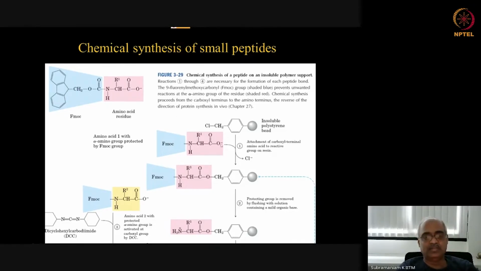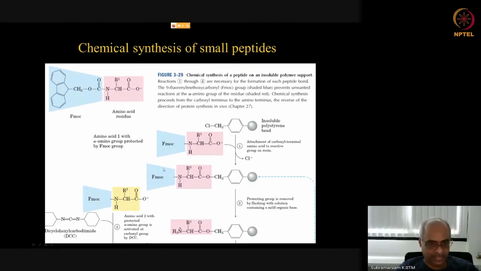Now this carboxyl group is first attached to this matrix, this intermediate molecule, where this chlorine carbon bond very readily reacts with the carboxyl group to form the first link. So this chlorinated methyl group is the reactive group, and that reacts with the carboxyl group to form this bond. And once this is done, to add the next amino acid, you need to deprotect. You need to take this FMOC out and make this amino group available.